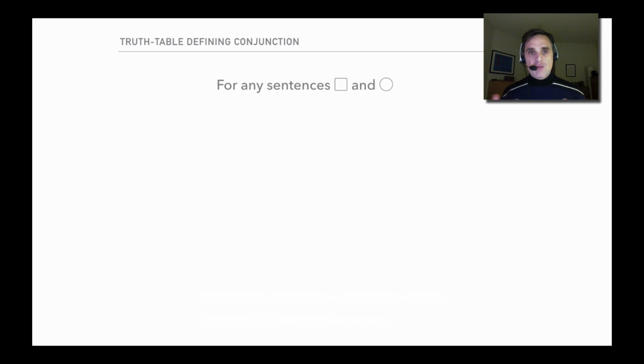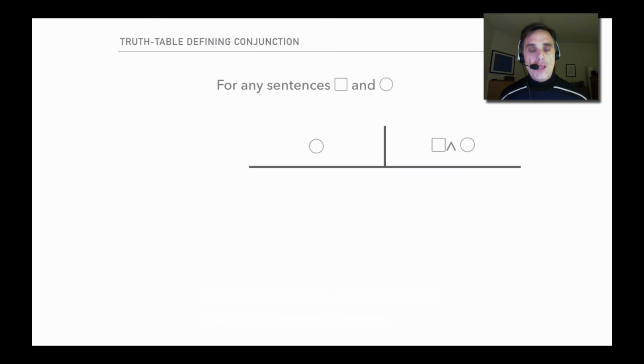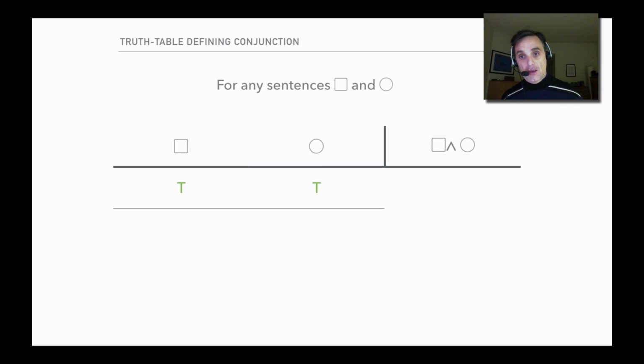Okay, so we're going to say something similar for the truth table defining conjunction. But this time for any sentences, box and circle, when is box and circle true? When is box and circle false? We're going to look at the truth values of both components, the truth value for box and the truth value for circle. Suppose that both box and circle are true, then the whole conjunction is true. It says box and circle, and yes, box and circle are both true.